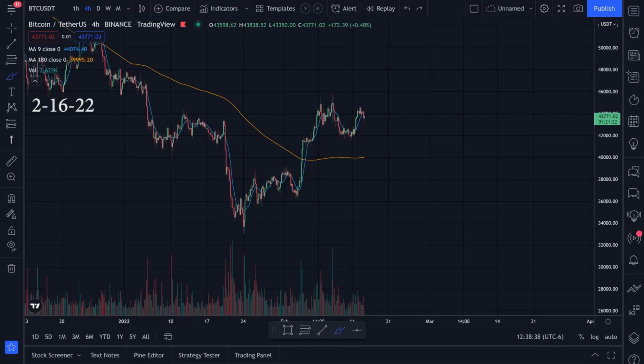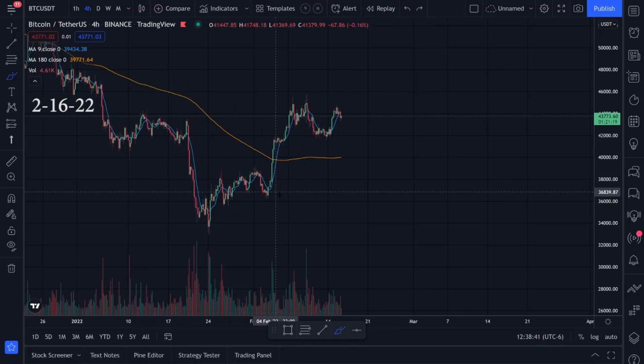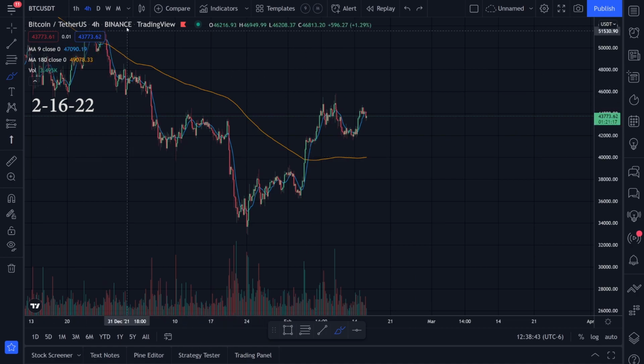Let's take a look at the chart action for Bitcoin. All right, so we're looking at Bitcoin from scratch right here. And here's what I'm watching. We're on the 4-hour time frame. We have resistance, resistance, support, support.